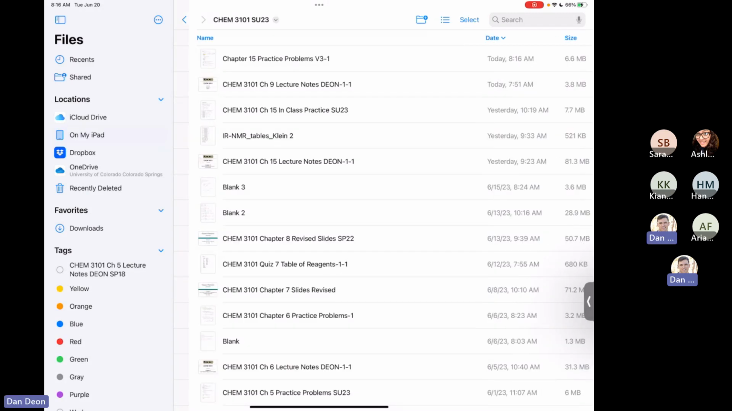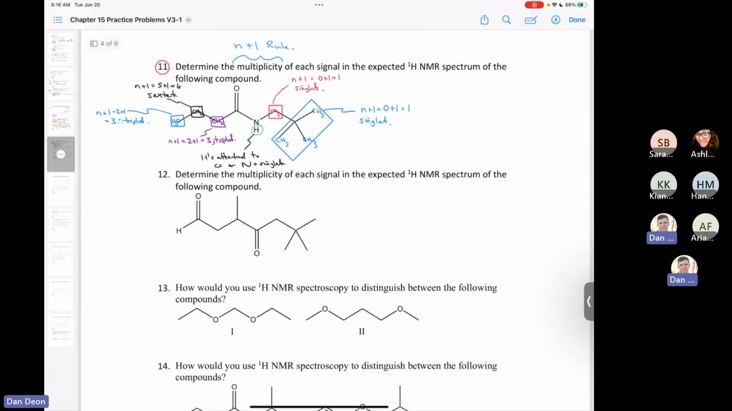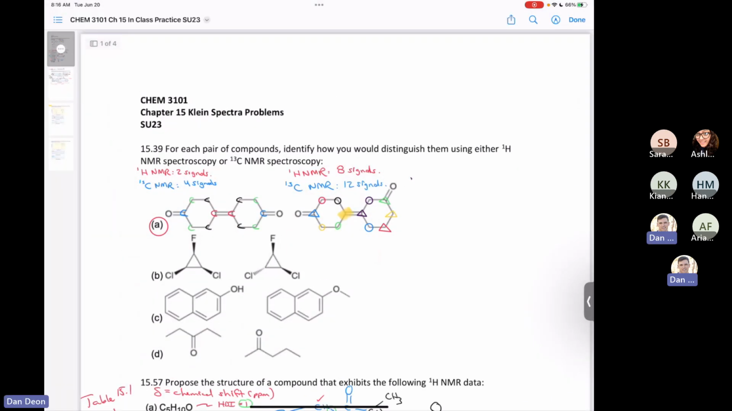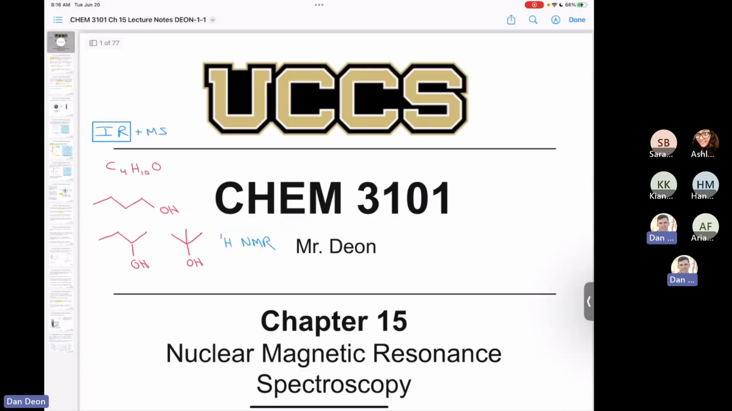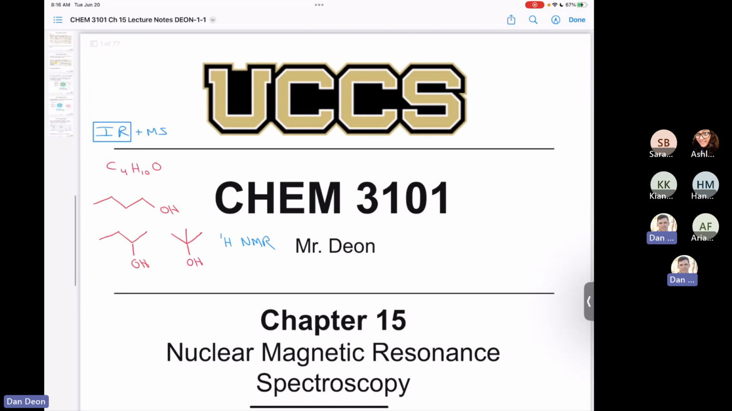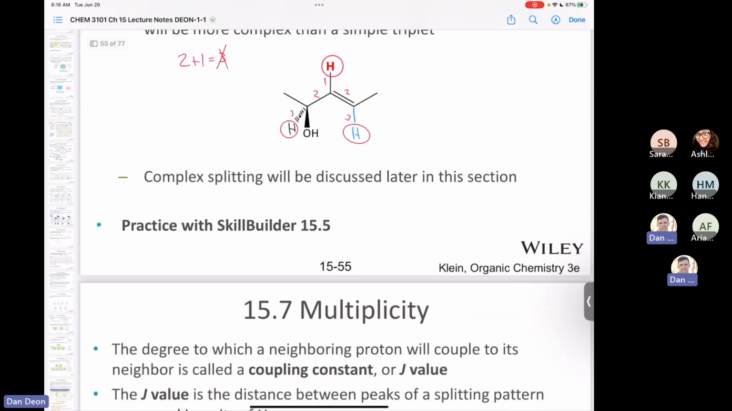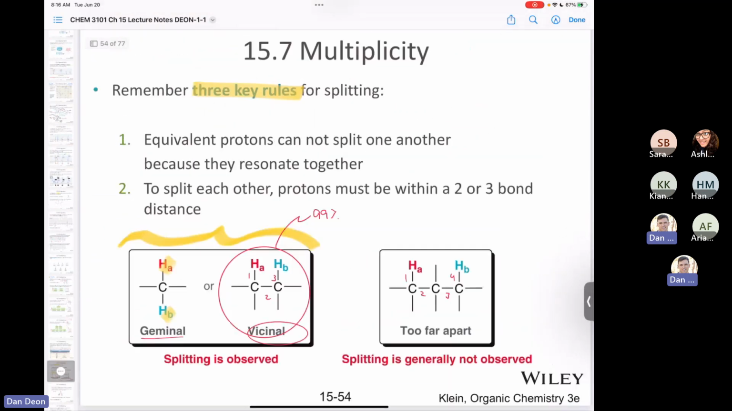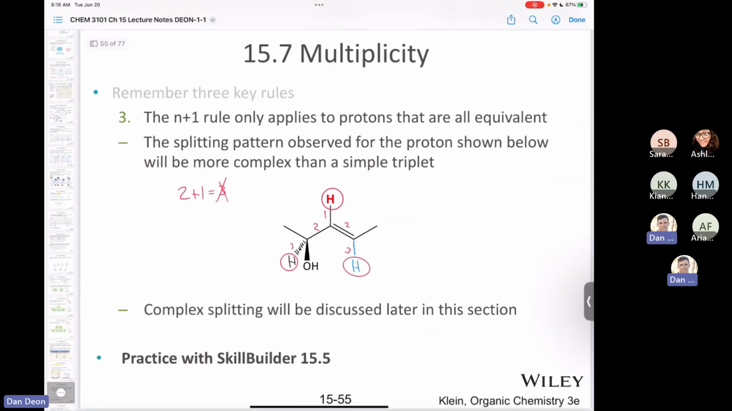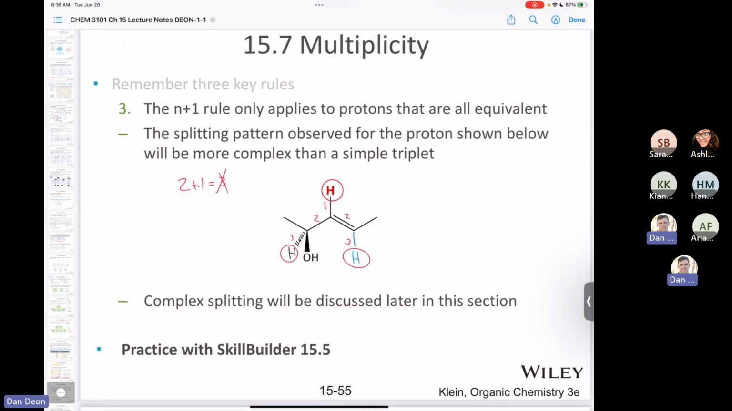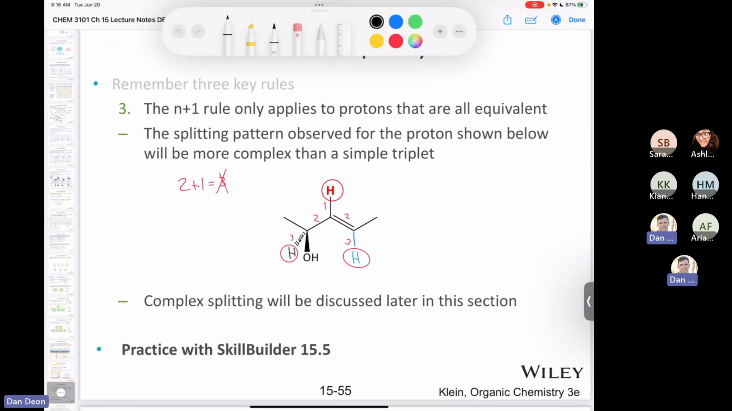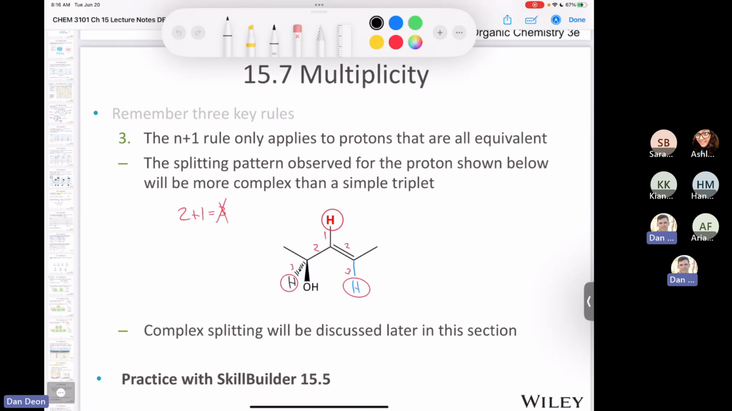So let me just find them here quickly. Here we go. So if we go back into the lecture notes, we covered integration and multiplicity. And one part that I didn't really go into a lot of detail was when we have a proton being split by two different protons. Let me just go over this with you quickly right now.